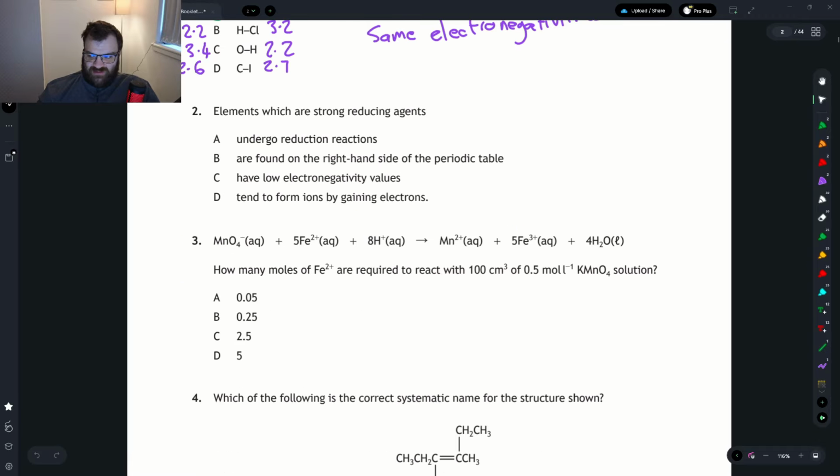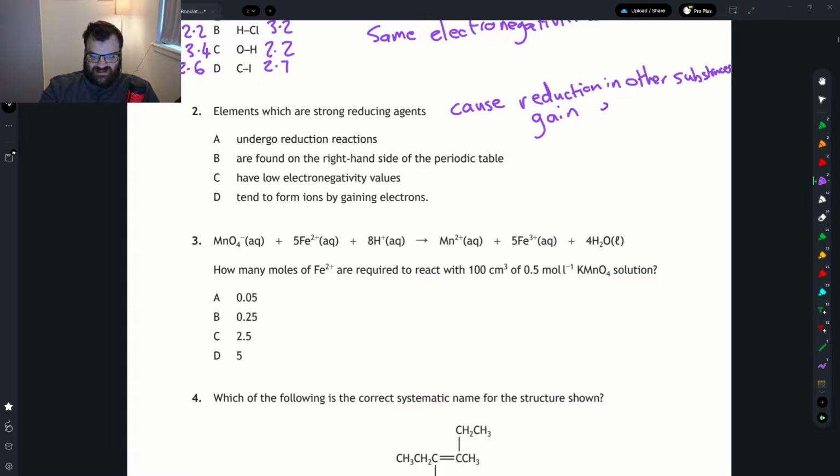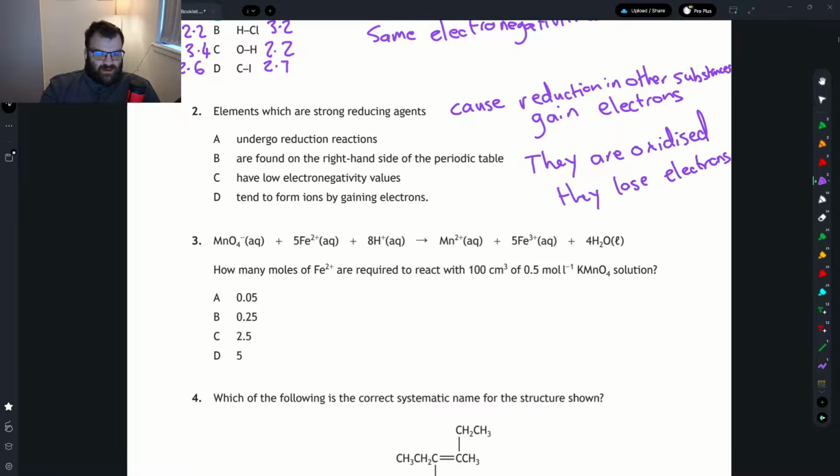In this one, we're talking about strong reducing agents. Strong reducing agents cause reduction in other substances. They make other things gain electrons. The reducing agents are oxidized. They lose electrons. Let's go through.